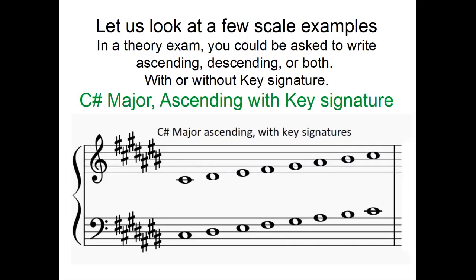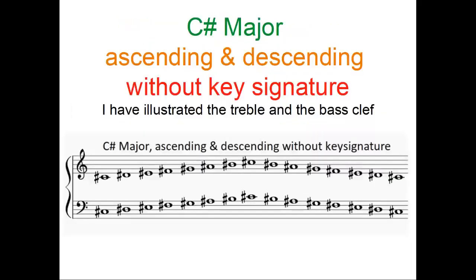Now let's look at a few examples where you would have to write the scale without a key signature. So I have illustrated the treble and the bass clef below, ascending and descending without key signature. So it's just the notes, but you'll notice that every note has a sharp in front of it. C sharp major. What a beautiful scale.